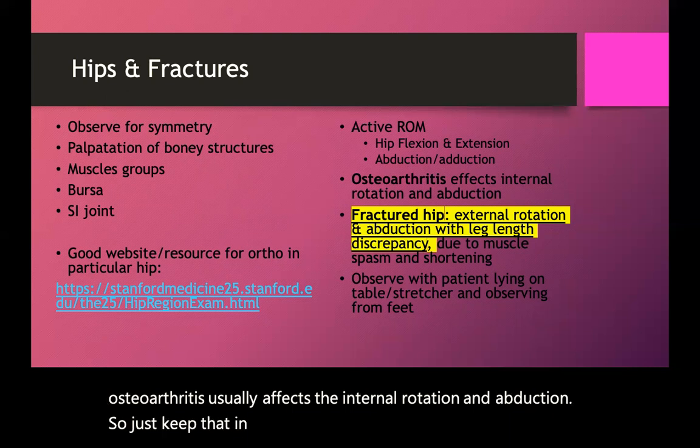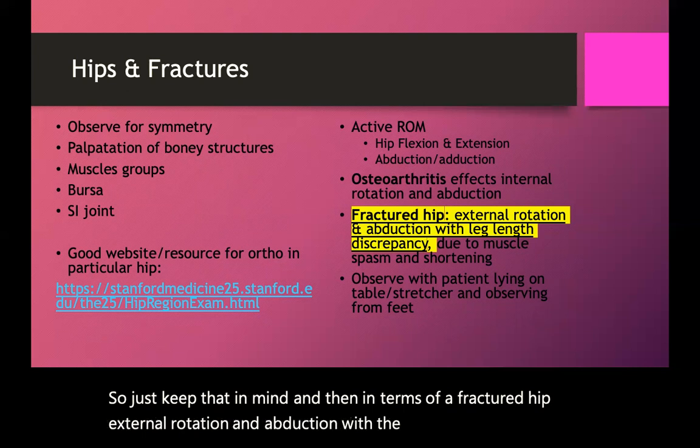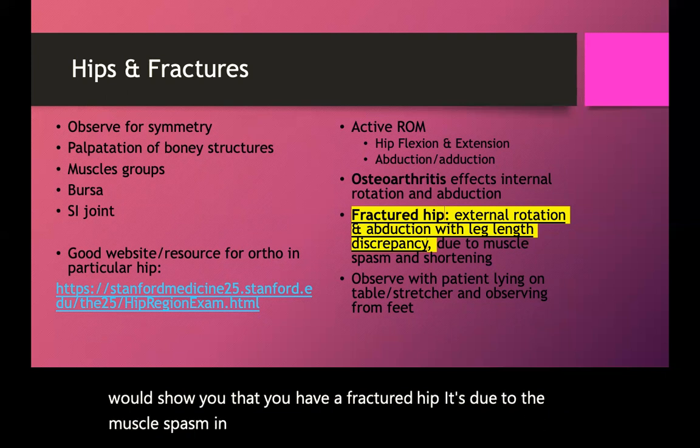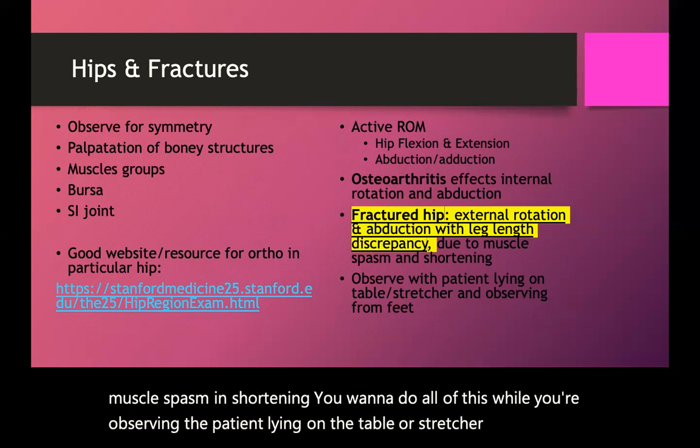And then in terms of a fractured hip, external rotation and abduction with the leg length discrepancy would show you that you have a fractured hip. It's due to the muscle spasm and shortening. You want to do all of this while you're observing the patient lying on the table or stretcher and observing from the feet.